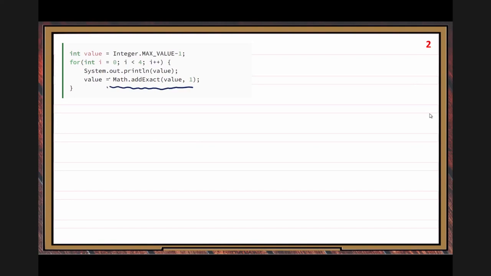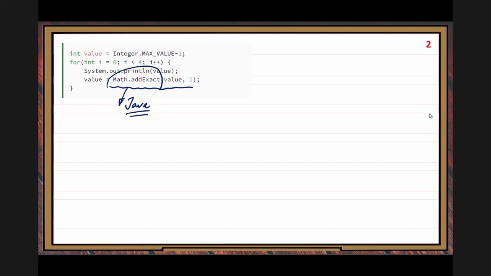Math.addExact. This is the method you use to catch the overflow. In Java, there is a class called the Math class, capital M-a-t-h. A lot of math operations you can do inside this class.